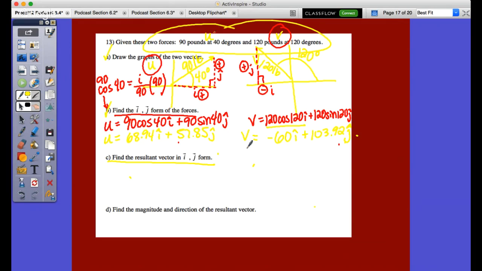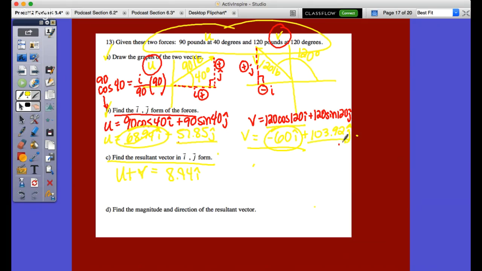We would take the I's. When we do U plus V, just like we talked about in the previous one, we would take the I's and we would add them together. In this case, we would subtract because one's negative. So 68.94 minus 60 is 8.94 I. And then we combine the J's.